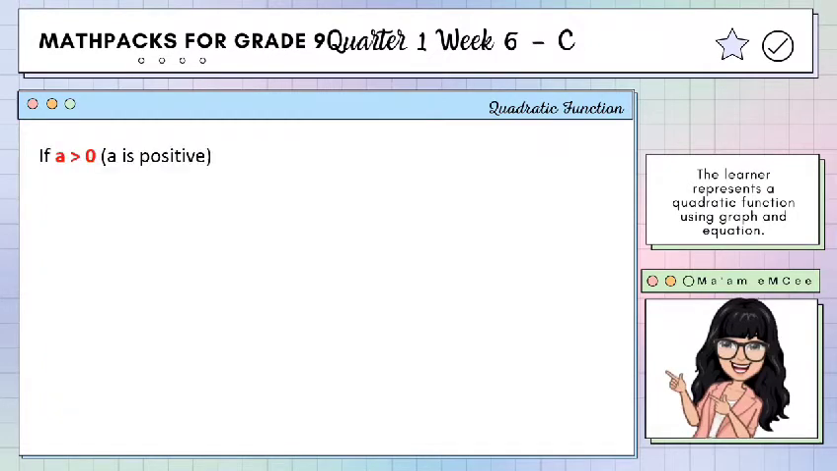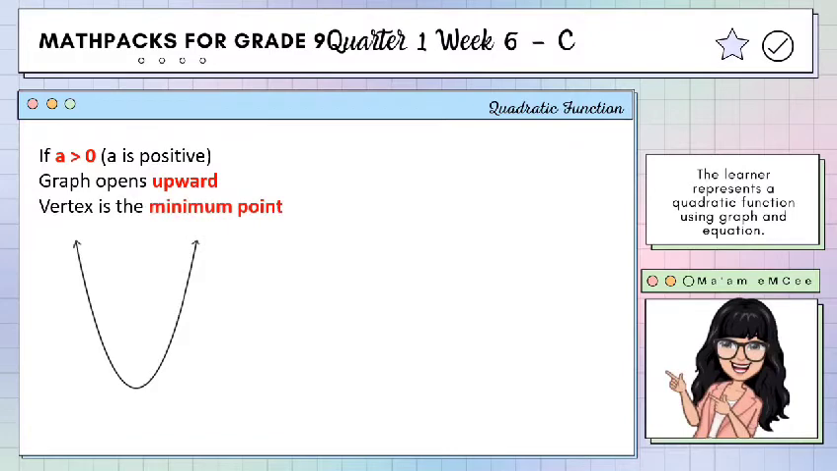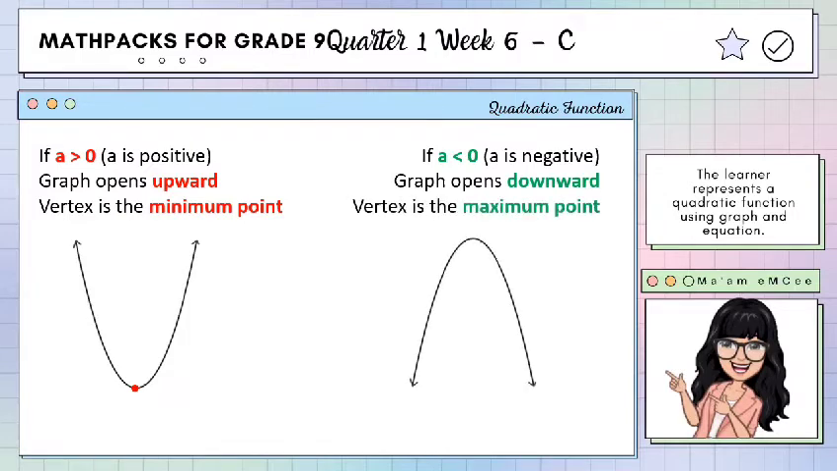Now, as a summary, if a is greater than 0 or if your a is positive, then the parabola opens upward, and the vertex is the minimum point or the lowest point of the graph of your quadratic function. Now, if your a is less than 0 or if a is negative, then the parabola opens downward. And the vertex is the maximum point or the highest point of the graph of your quadratic function.